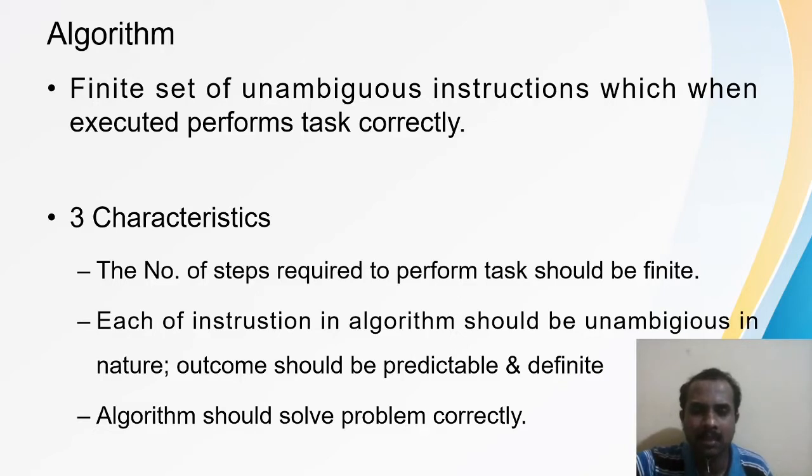tasks. So while coming to the algorithm, you are going to have mainly three characteristics. One is the number of steps required to perform the task should be finite. That means you should be able to calculate the number of steps, and each instruction of the algorithm should be unambiguous. That means without any confusion, and they should be predictable and definite. Algorithm should solve the problem properly.